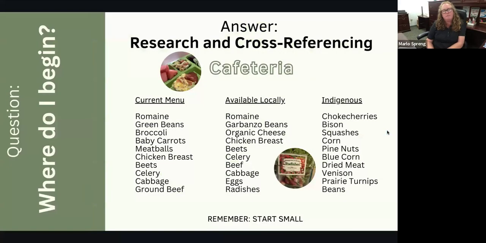Okay, so starting off with, like I said, starting slow, we looked at our menu. This is an example of items on our current menu: romaine, greens, broccoli, all those items. And then look at what's available locally. Maybe you don't have a rancher producing chickens or somebody selling beets, but look at what is available local in your town or near you and switch it out.